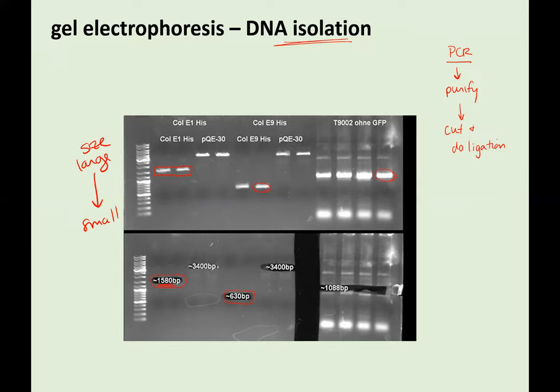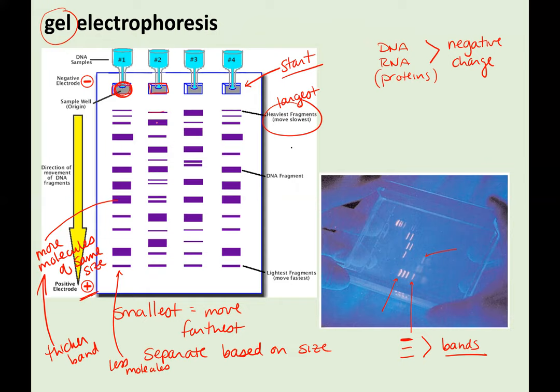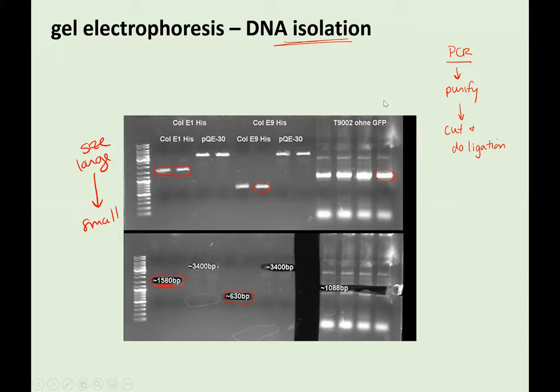And the band shape is due to the way we load these gels, the wells. So you can see these wells are all these little rectangles, and look at the bands are all these little rectangles. So don't think that rectangle shape means anything. It's just based on where we started the samples, how the wells or the holder for that sample was created.